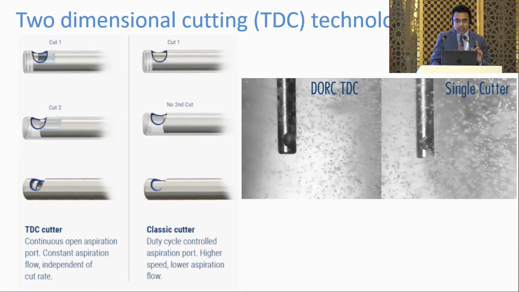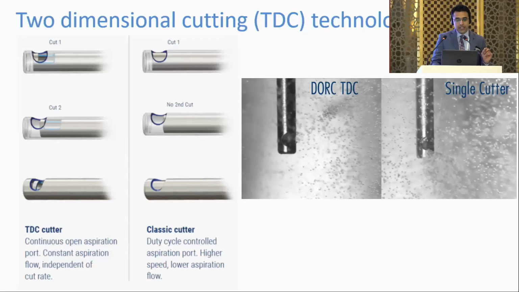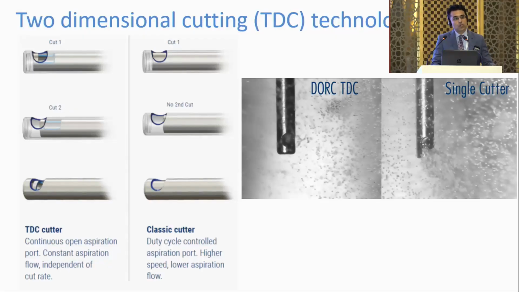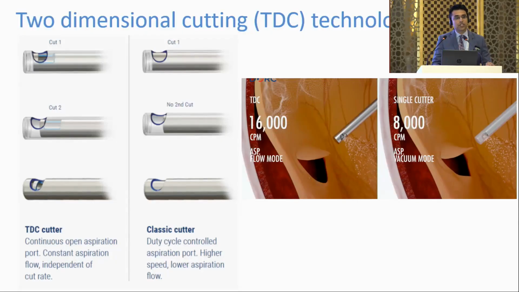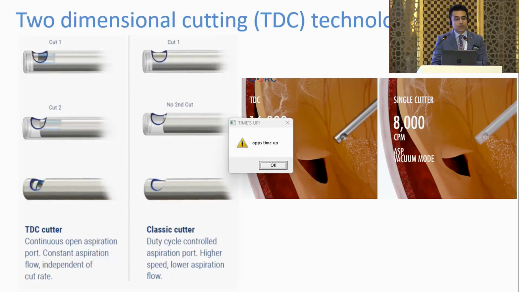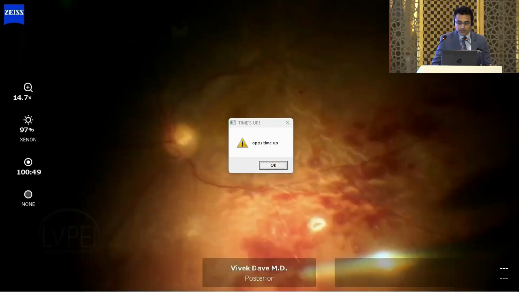Now I will quickly go to TDC, or the two-dimensional cutting system, which works in analogy with this system. It is a cutter where the inner piston actually moves like a cutter. So you have a cutter within a cutter, which ensures that you are cutting the tissue appropriately well.